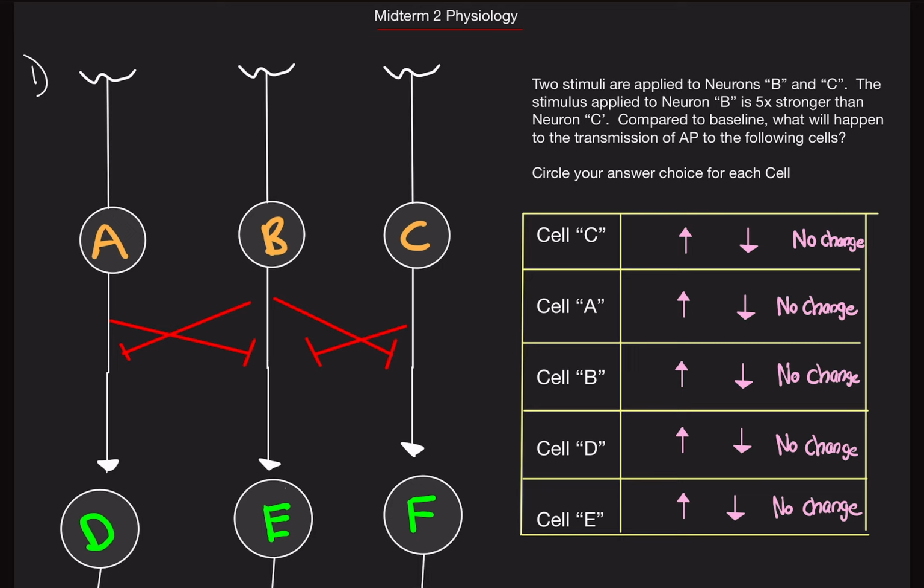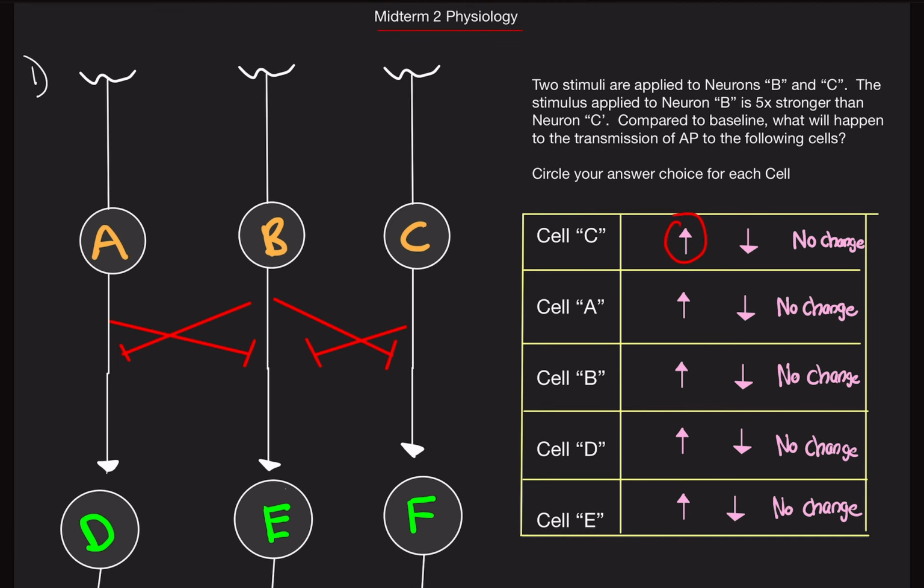So what's happening to cell C? Well, actually, I already told you the answer. It's in the problem: two stimuli are applied to neurons B and C. Compared to baseline, we're stimulating C. Baseline would be nothing stimulated at all. But since we stimulate C, there's some kind of stimulus, so there's some action potential being generated. So it's going to be higher.